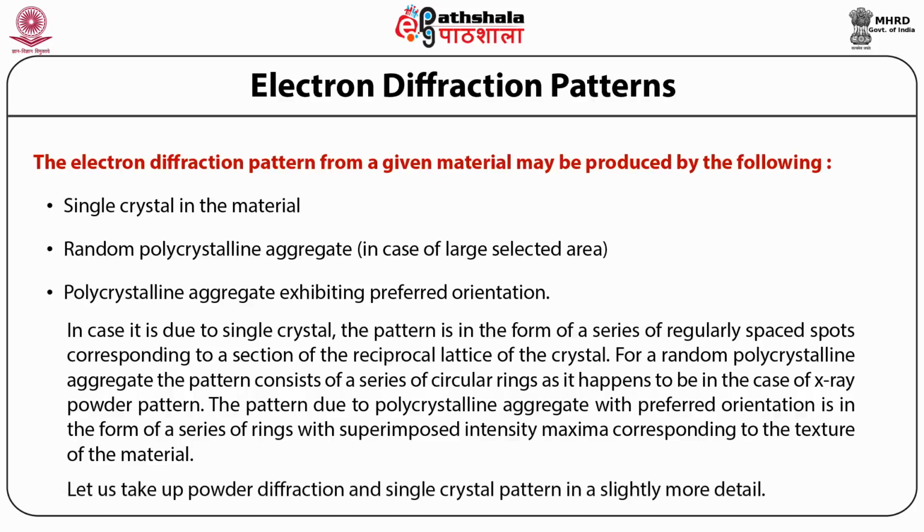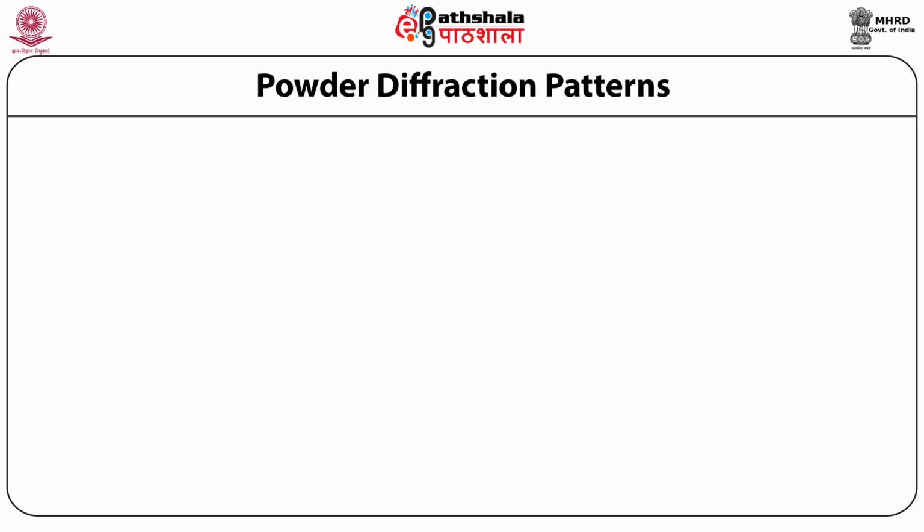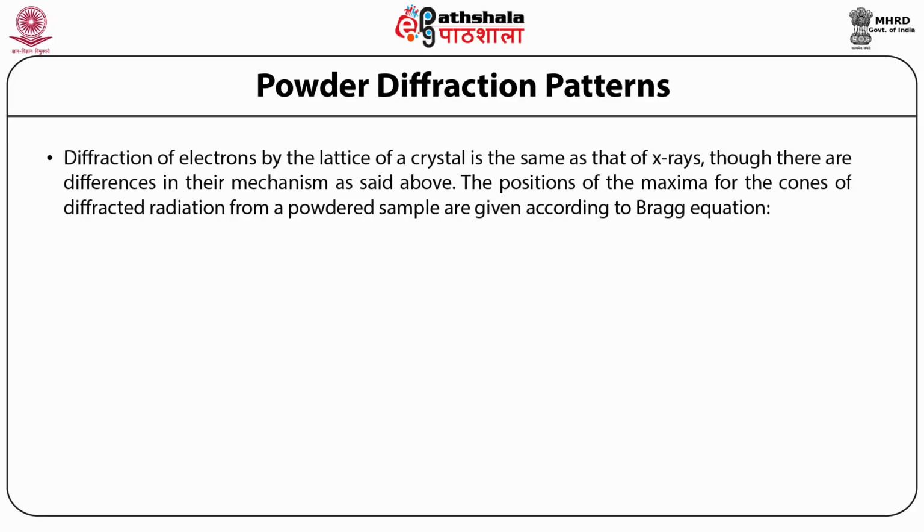Let us take up powder diffraction and single crystal pattern in a slightly more detail. We shall first take up powder diffraction patterns. Diffraction of electrons by the lattice of a crystal is the same as that of X-rays, though there are differences in their mechanism as said above. The positions of the maxima for the cones of the diffracted radiation from a powdered sample are given according to Bragg equation, lambda equal to 2d sine theta.